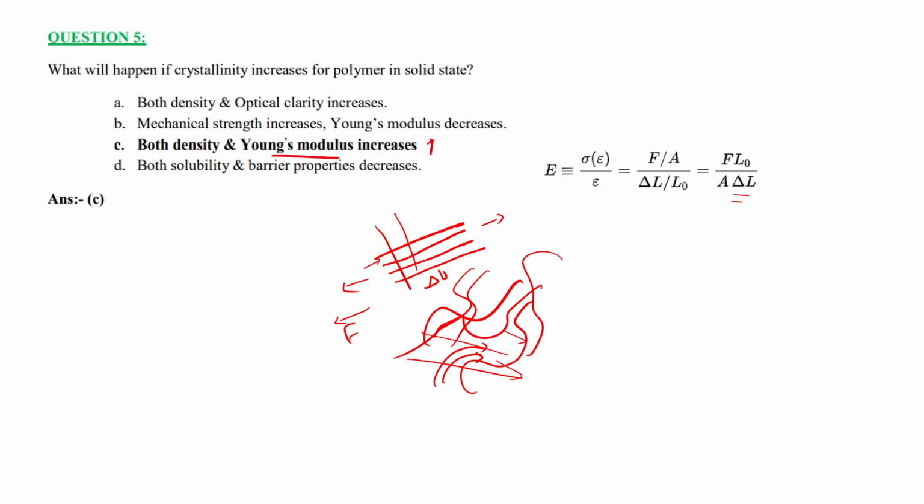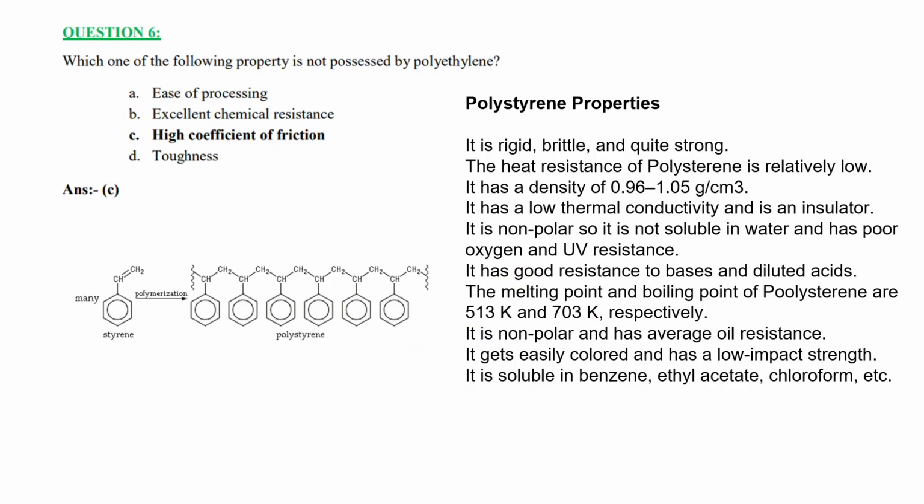Modulus increases and density also increases; that should be the option. The others are not true. Solubility obviously decreases, and barrier properties are not going to decrease, because these are hard materials, they are denser, and Young's modulus is higher, so barrier properties would be good, not decreased. That is how you can eliminate this particular option. That's how you can solve this one.